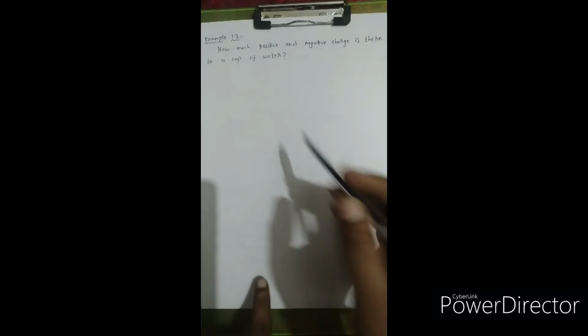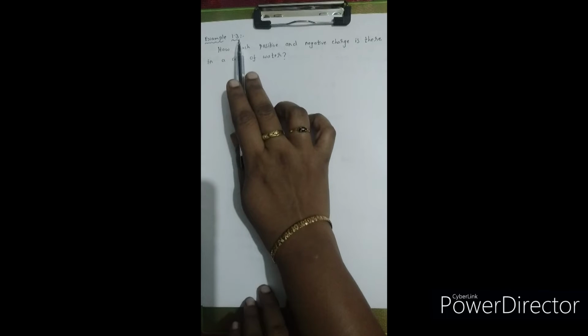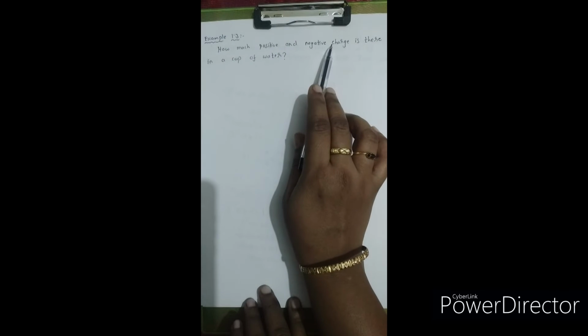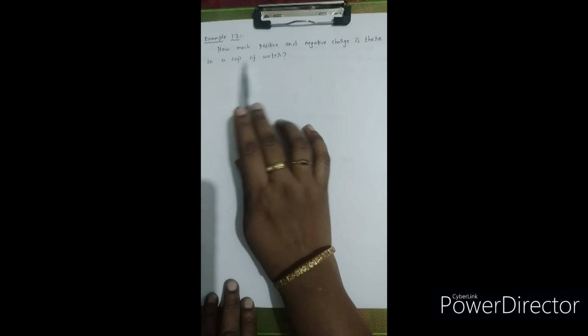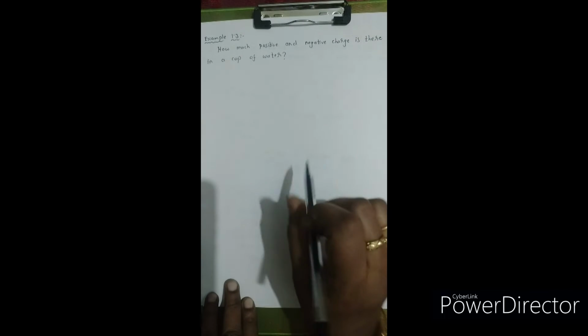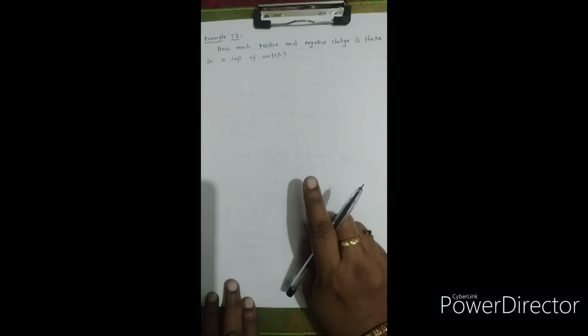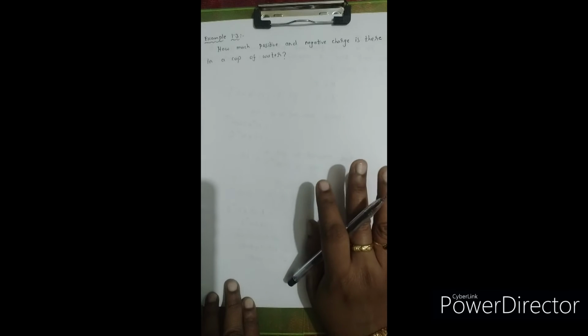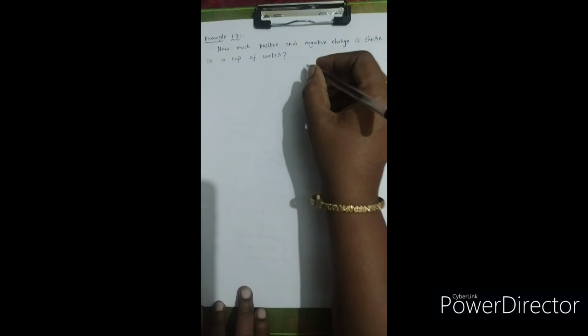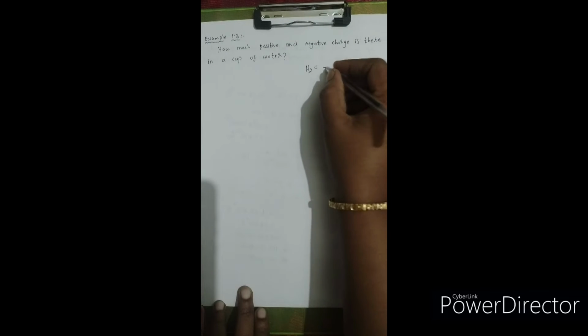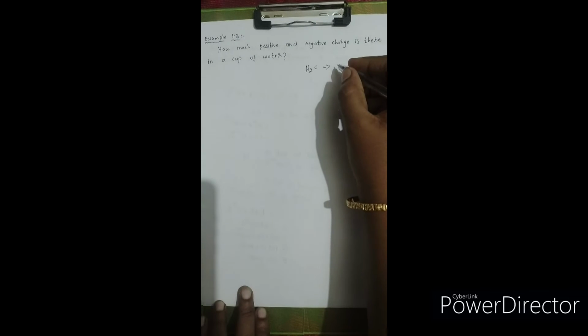So what is the question? Read the question. Example 1.3: how much positive and negative charge is there in a cup of water? So in a cup of water, how much amount of positive and negative charges are there? A cup of water means it is nothing but water molecules, H2O. So in this H2O, how many hydrogen atoms are there?